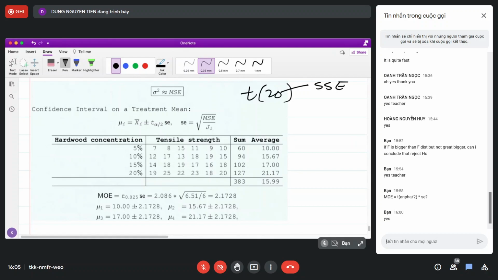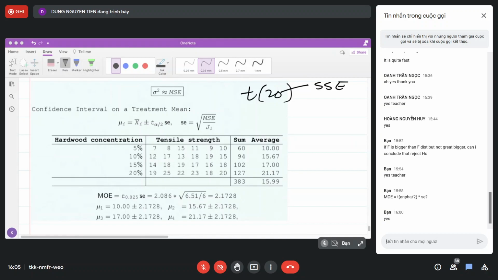Then you can find the confidence interval for each mean value. So mu1 is 10 plus or minus 2.1728, mu2 is 15.67 plus or minus 2.1728, and so on. In our problem, all the groups had the same number of observations, 6. That's why they have the same margin of error. If you have a different number of observations, let's say 5, 6, 4, then the number here is different for each group, and you have different margin of error. Do you understand? Is this okay, everybody?